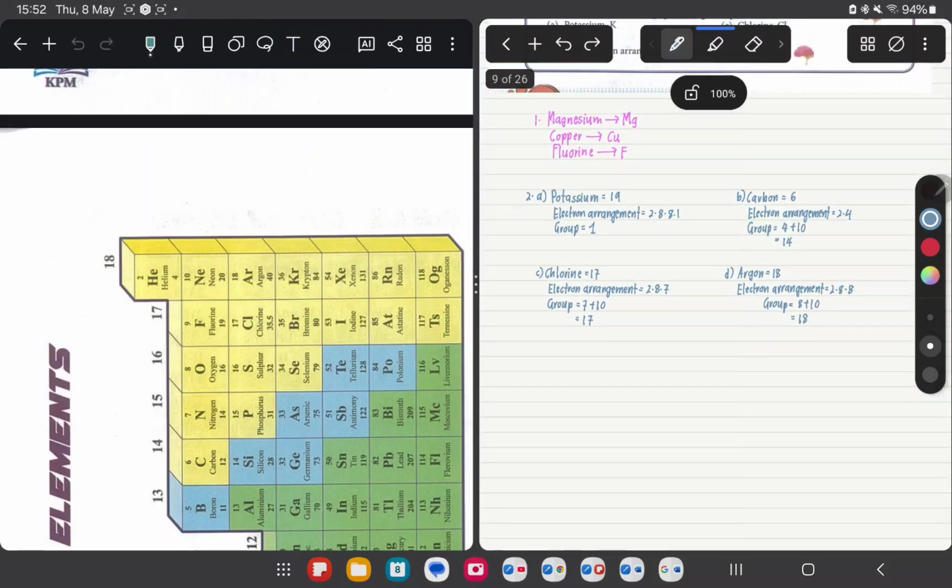Okay, so that's all for question number 2. Very simple. You get the proton number, you do the electron arrangement, and you get the group. If you want to get the period also can.